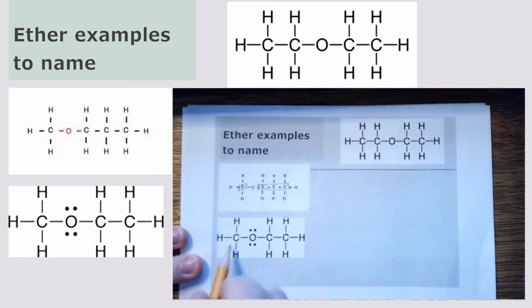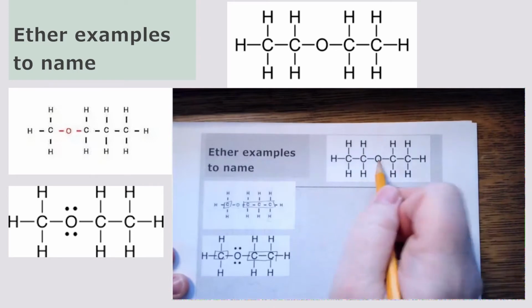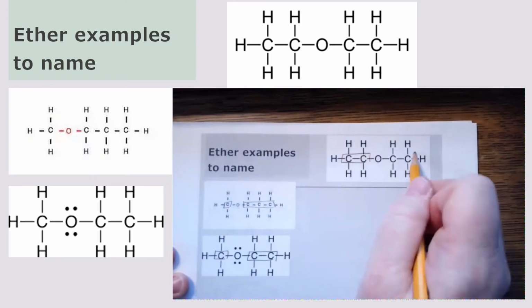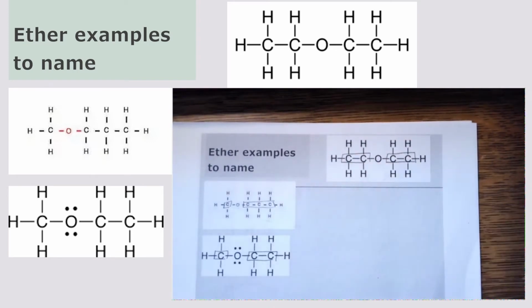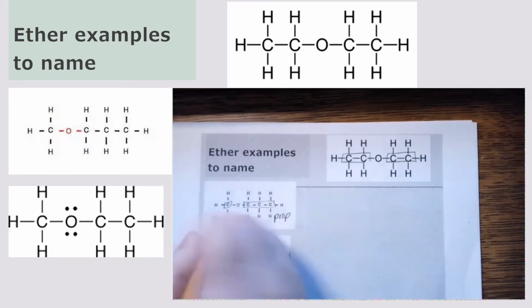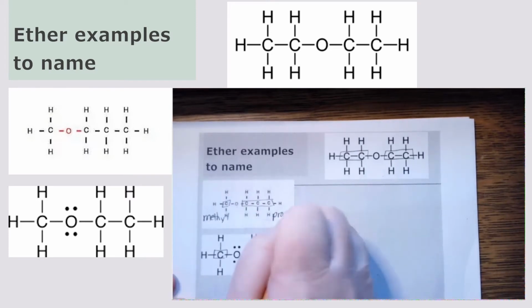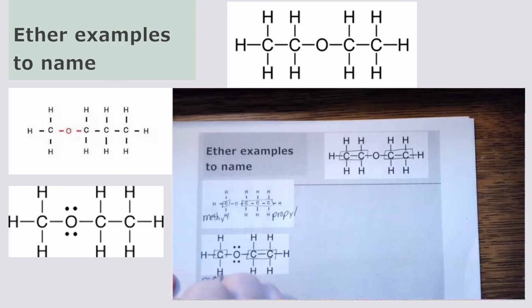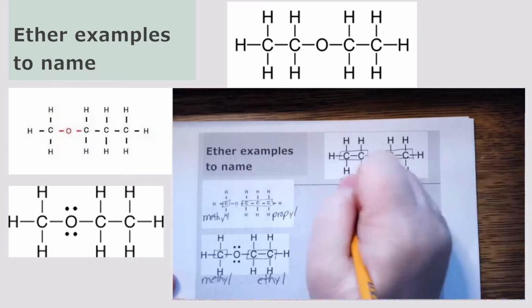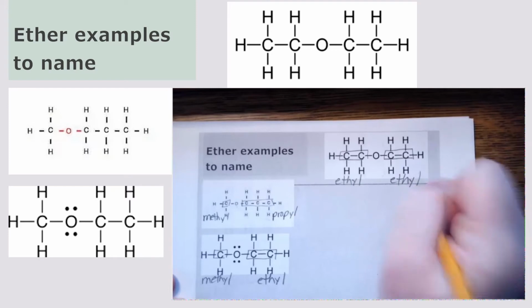Let's just find all the carbon chains. Here's the oxygen, carbon chain, carbon chain. Here's the oxygen, carbon chain, carbon chain. All right, so let's go through and look at how many carbons are in each chain and name it. So we have prop, meth, and they're all going to be YL. Okay, so this is methyl, this is ethyl, this is ethyl, this is ethyl.